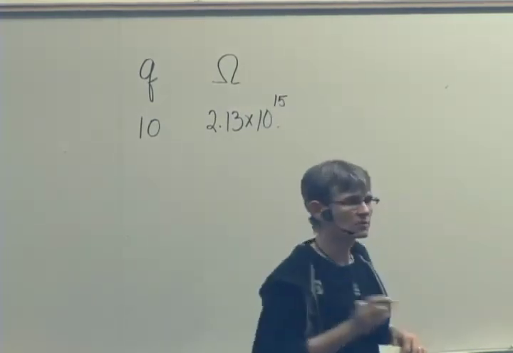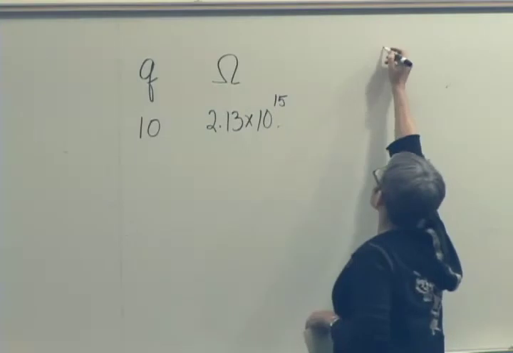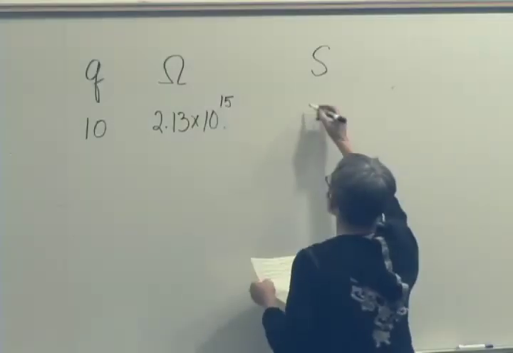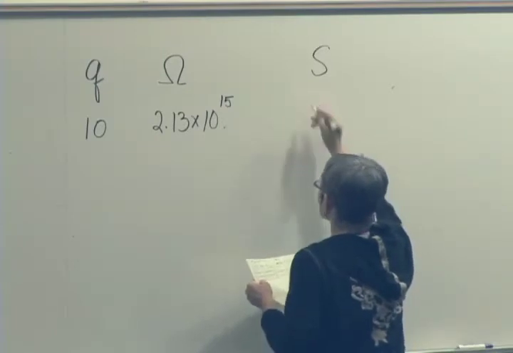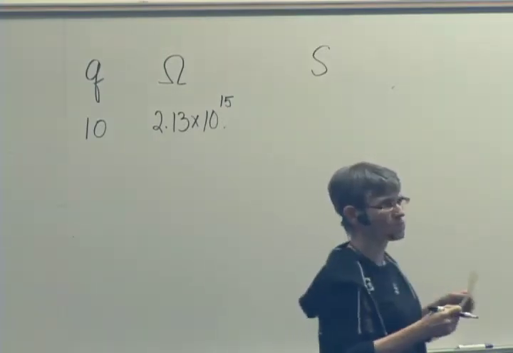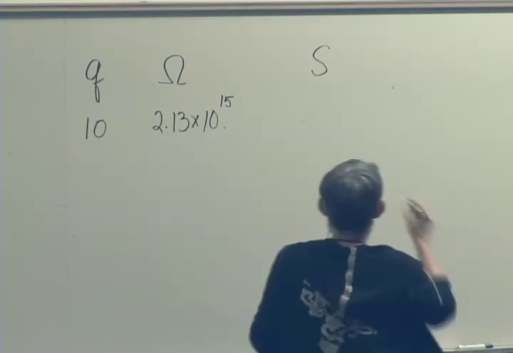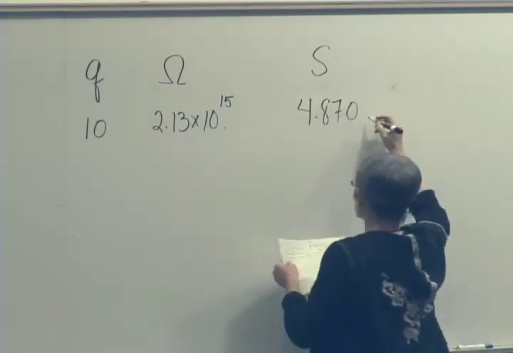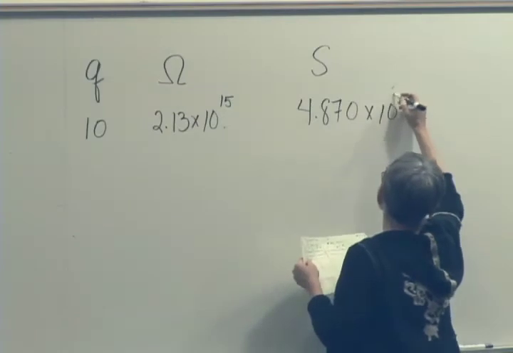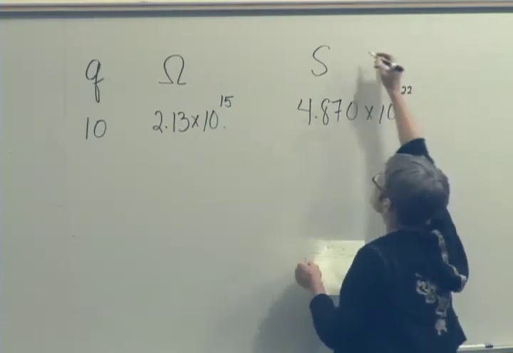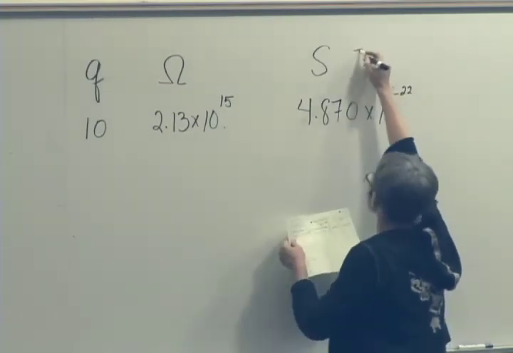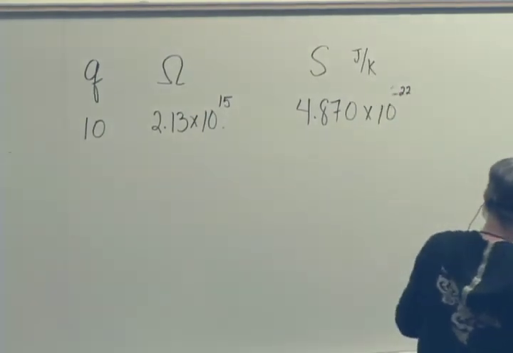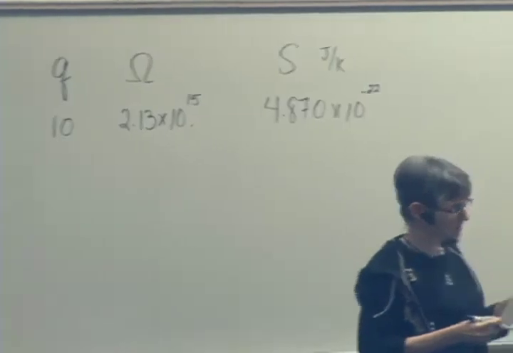So what's the entropy then? Okay, 4.870 times 10 to the negative 22. This is units of joules per Kelvin, which we got from the constant. Okay, now we got to get a temperature.